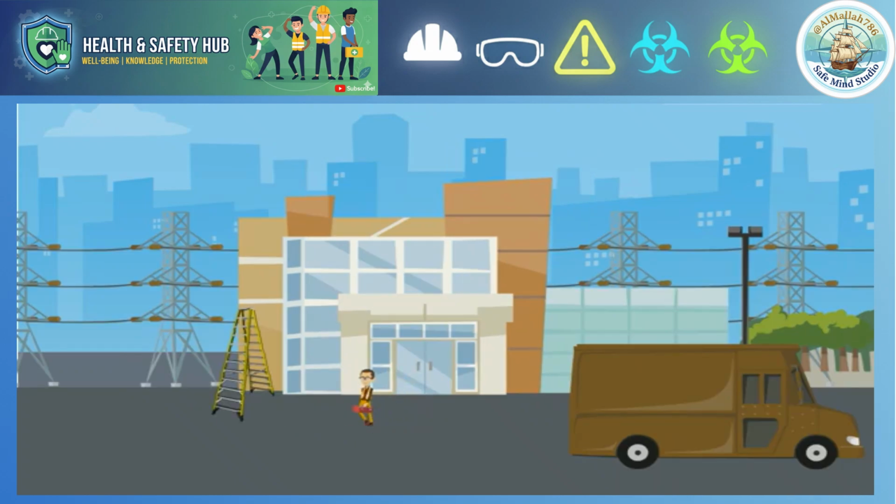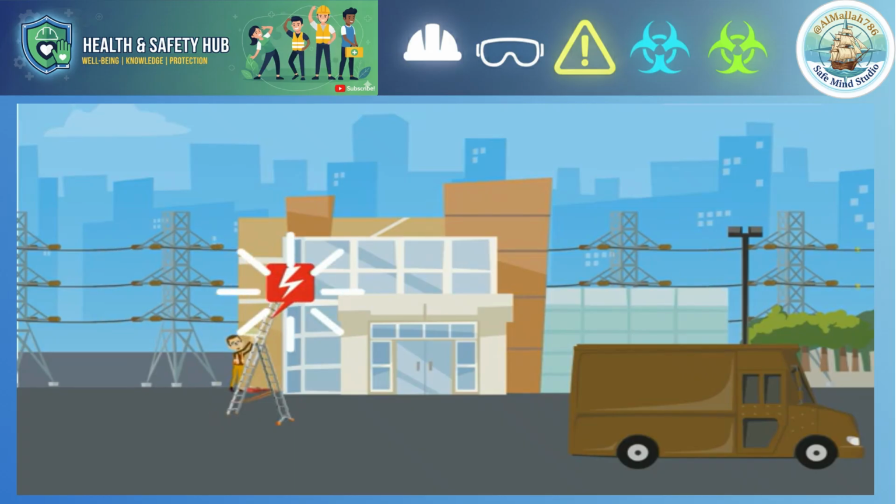When working on or near electrical equipment, the ladder must be non-conductive. Use a fiberglass or wooden ladder. Never use an aluminum ladder near this equipment.